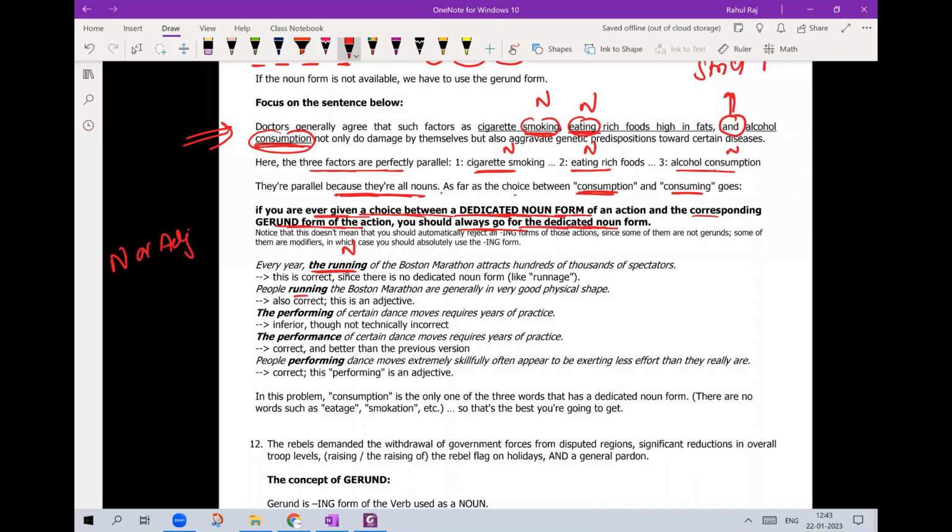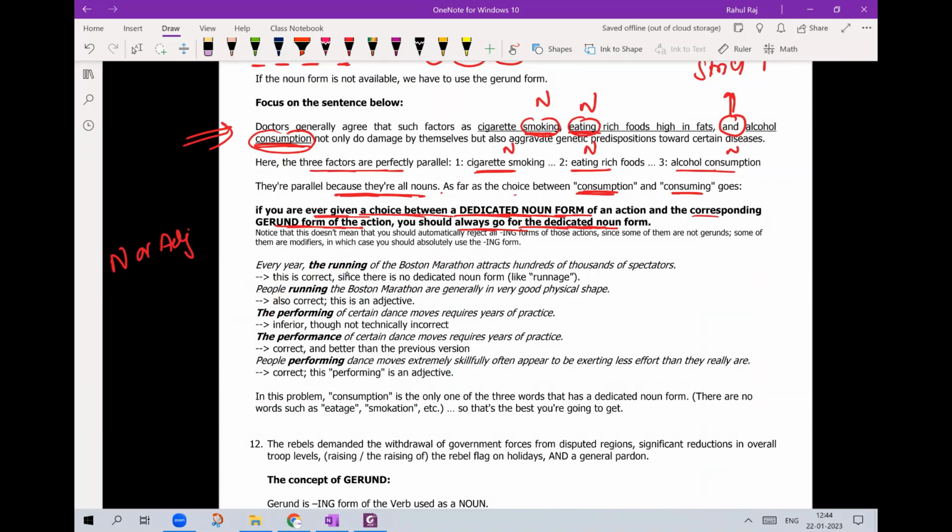Now imagine: people running the Boston Marathon are generally in a very good physical shape. I know how tempting it looks, but this is not a verb, because an -ing form alone can never be a verb. And if this is not a verb, it can either be an adjective or a noun. There is already a noun, people. So this is 100% an adjective, because even if you remove running the Boston Marathon, the sentence is fine: people are generally in a very good physical shape. This is absolutely perfectly fine. So here the running is an adjective.